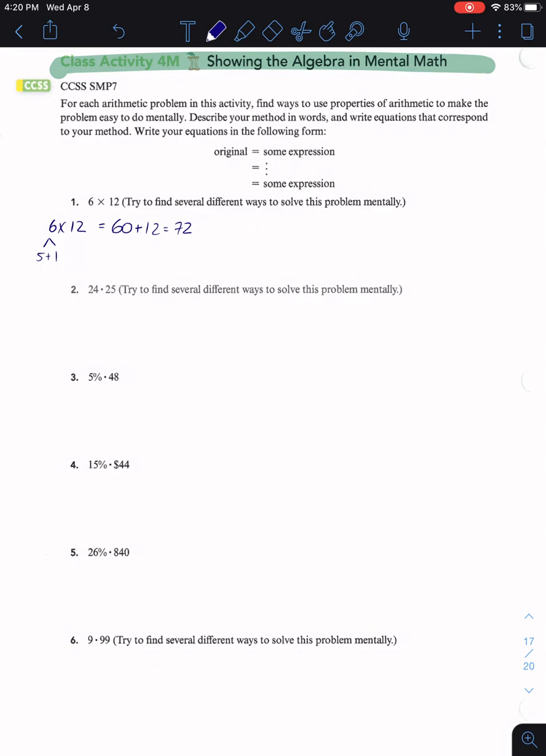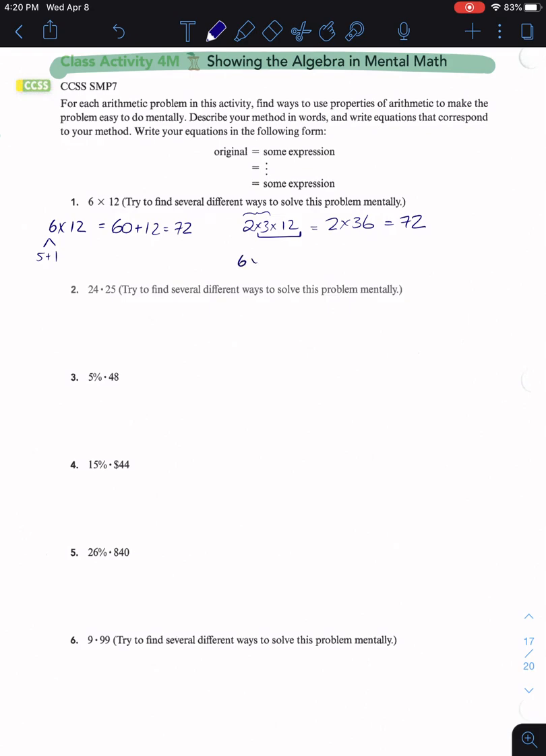Or another strategy might be, let's say 2 times 3 times 12, right? Because that's 6. And then we could use the associative property here and say, oh, okay, well, that's going to be 2 times 36, which is 2 30s plus an extra 2 6s, so 72. And that could certainly be it.